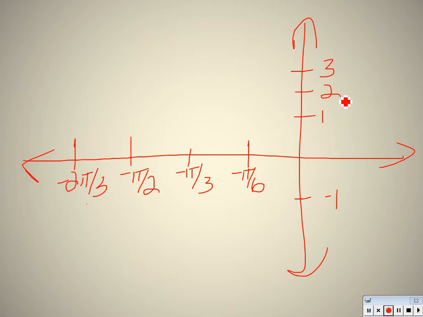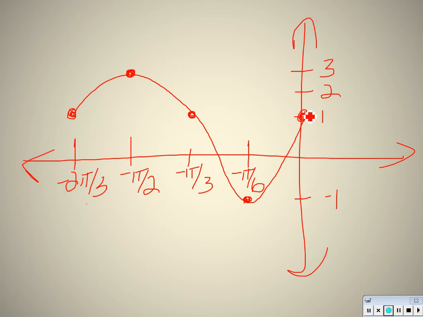So the first point is negative 2 pi over 3, positive 1. That's going to be here. And then I have negative pi over 2, positive 3. That's going to be up here. Then I have negative pi over 3, positive 1. That's going to go here. Then I have negative pi over 6, negative 1. That's going to go there. And then finally 0, 1 is going to go here. So now when I connect the points, I have something that looks like this.